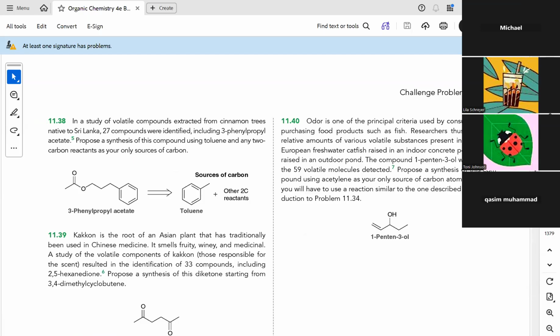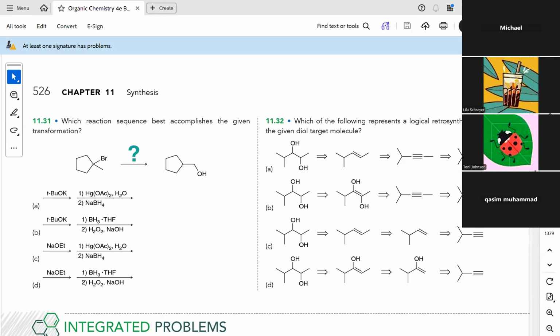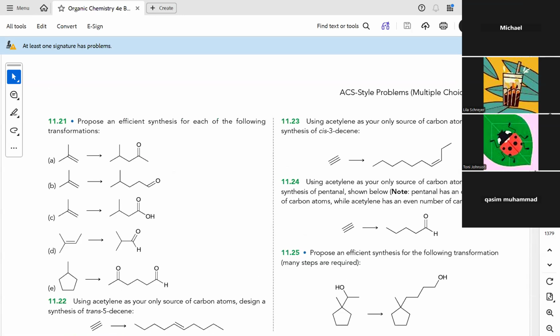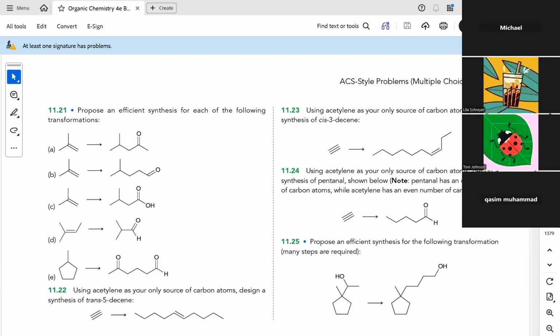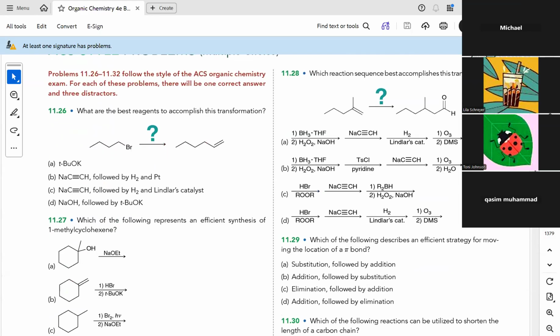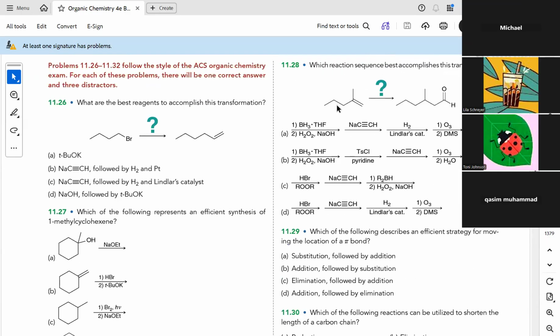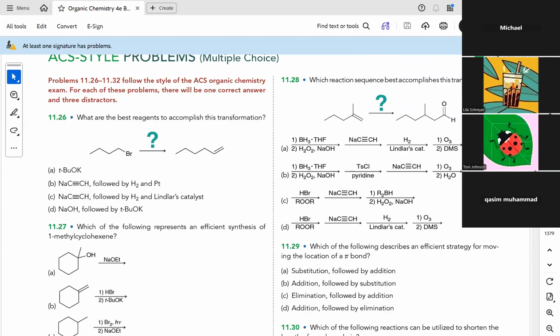I think I might be beyond the, let's do 28 maybe. Let's go back here. I think we're beyond the ACS question. So I don't want to give you ones that are not that representative of what we're going to see. So 1128 here. We're asked which reaction sequence best accomplishes this transformation.